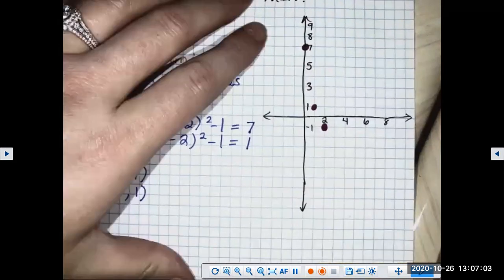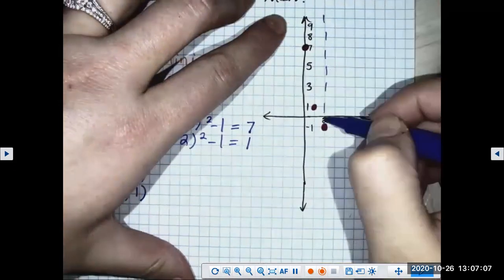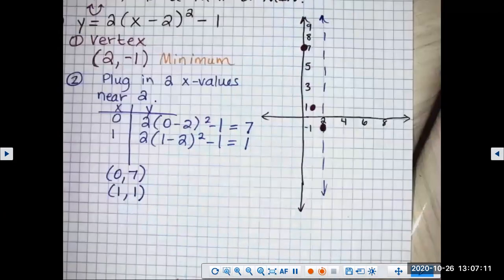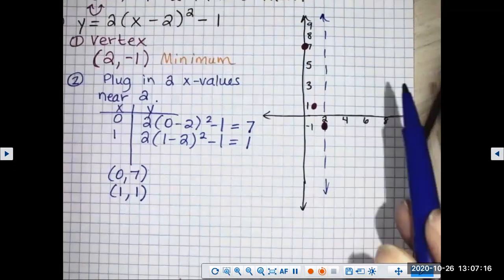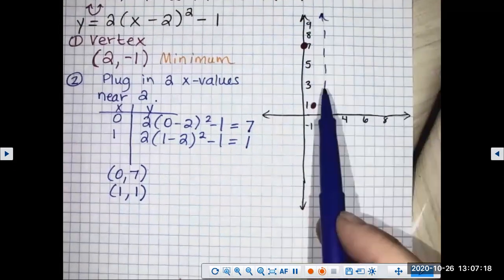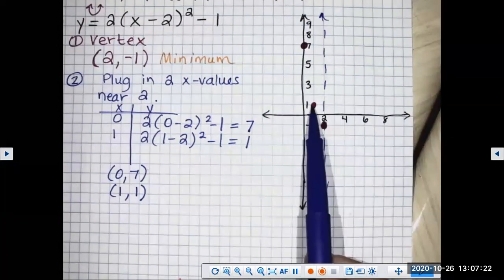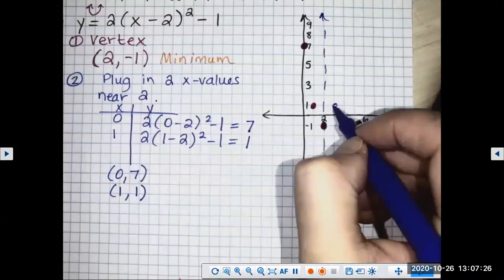Your axis of symmetry will always pass through that vertex. It's always a dashed line. It'll always pass through that vertex. You can use the knowledge that this cuts your parabola in half. So this point will be reflected over that line at 3, 1.